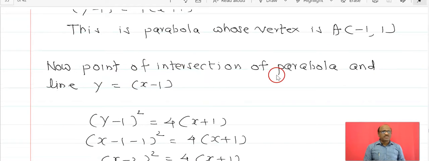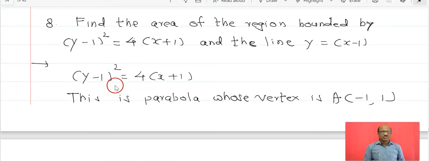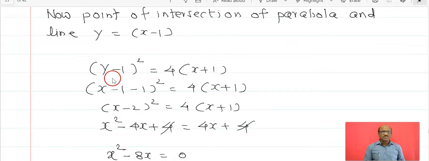Now, the point of intersection of the parabola and the line y equals x minus 1. Substitute the value, that is, we will find out the point of intersection. (y minus 1) whole square is equal to 4 times (x plus 1). The value of y is x minus 1. Therefore, if we substitute this value, (x minus 2) whole square is equal to 4 times (x plus 1).